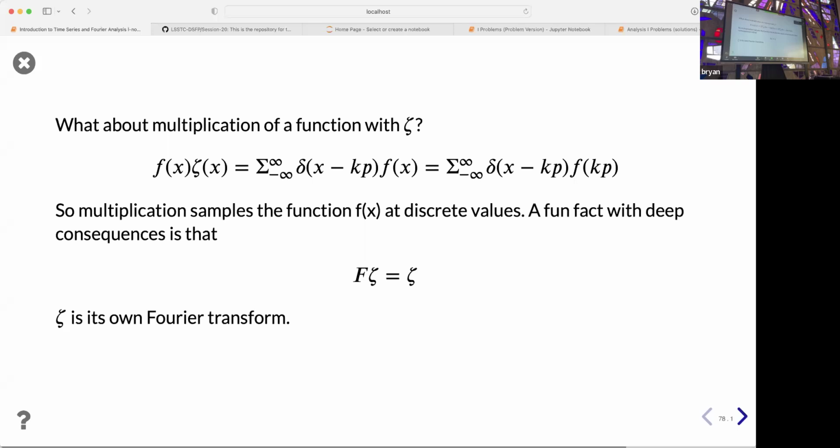We can also multiply by C, and this is the thing that does sampling. So convolution periodizes the signal, multiplication does sampling. And there's a fun result that the Fourier transform of C is C itself.